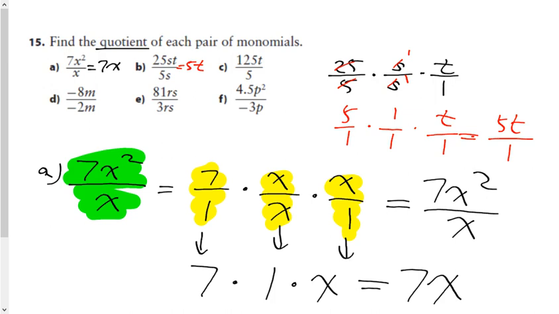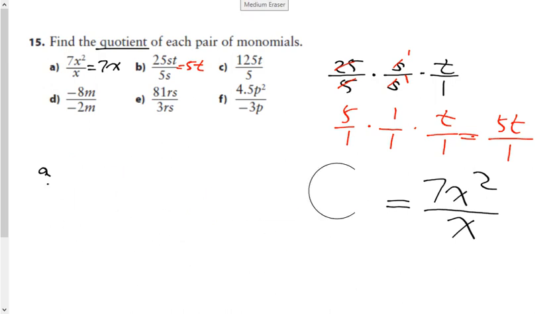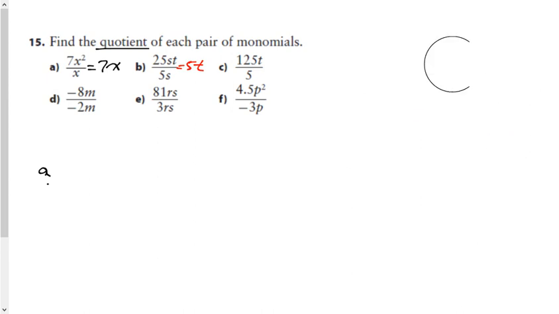Now, you can do it without having to rewrite all of this. Because you can just look at it and say, okay, I'm going to divide those coefficients together. So 125 divided by 5 is 25. T will be by itself because it can't cancel out with anything. So our solution to this is going to be simply 25t.